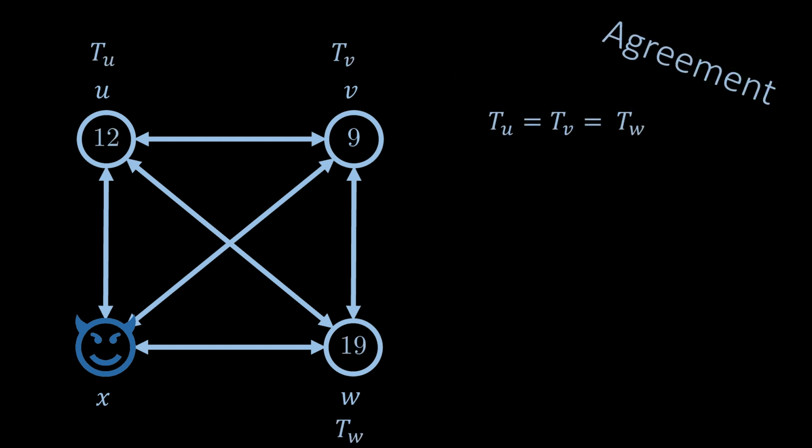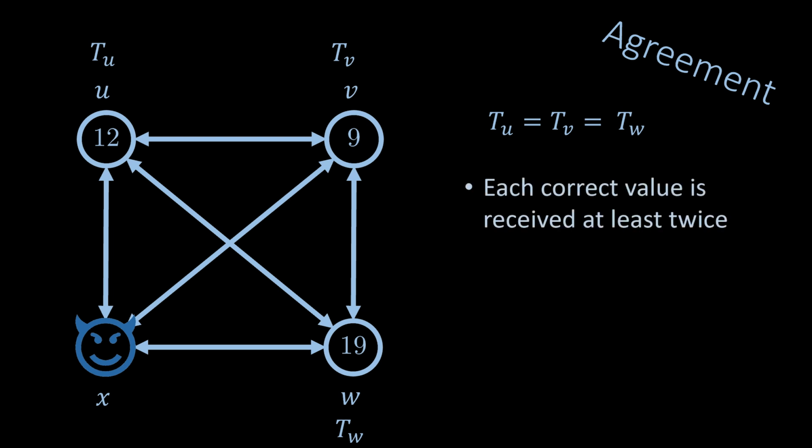If the correct nodes always have the same set T, they will clearly decide on the same value if the decision only depends on set T. So, why is the set T always the same at all correct nodes? The value of a correct node is always received at least twice, once from that correct node itself and once from another correct node.